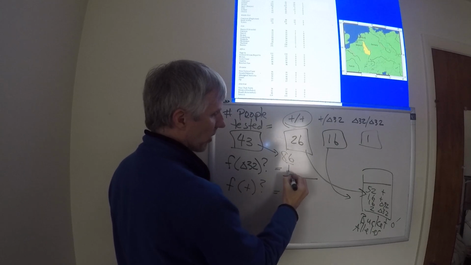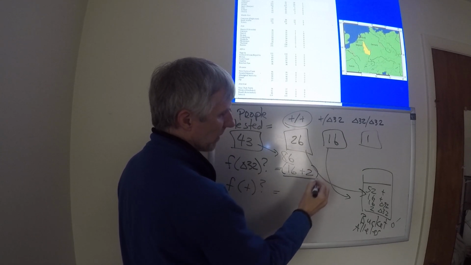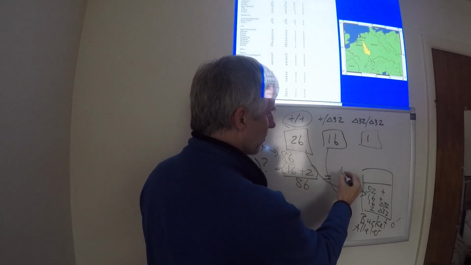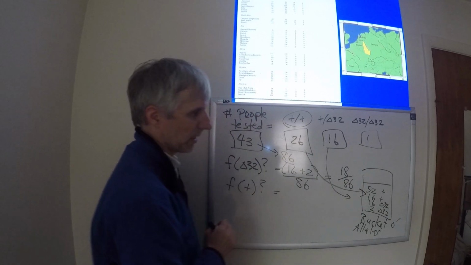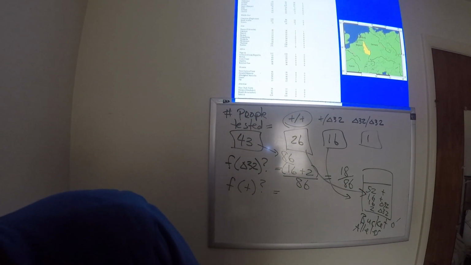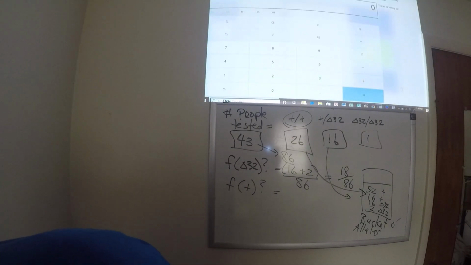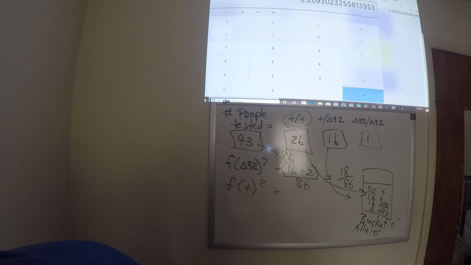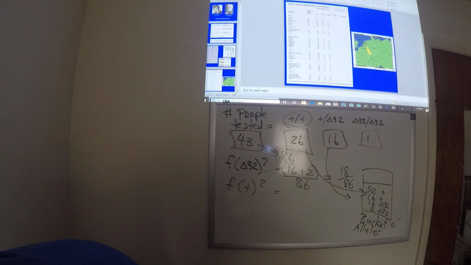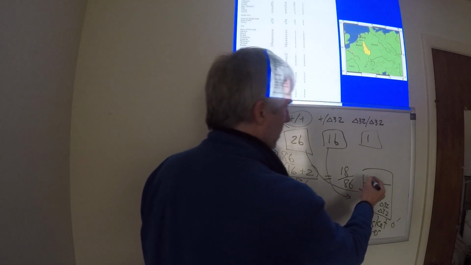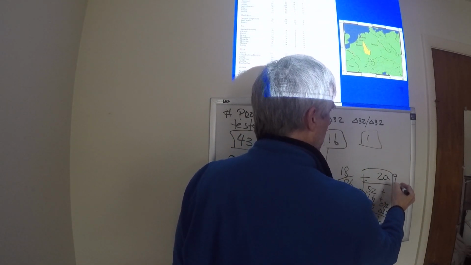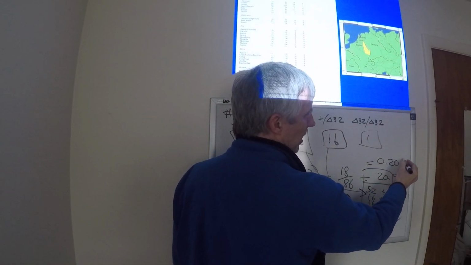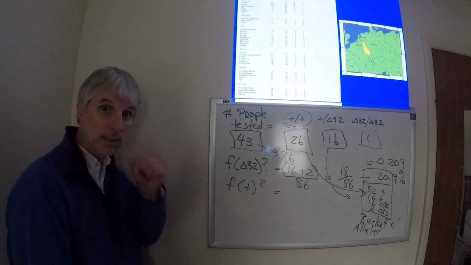I could draw this out for you. That'd be 16 plus 2 divided by the total, which is 86. This then would be 18 over 86. Okay? If we did a quick calculation here, 18 divided by 86, 20.9. Right, 20.9%, otherwise known as 0.209.